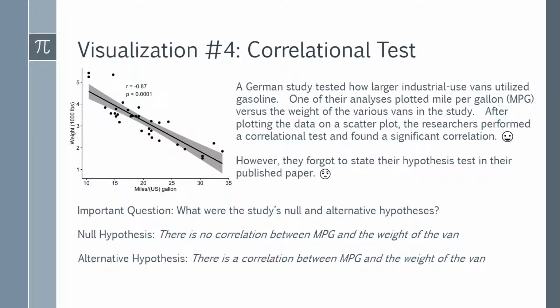This visualization shows that as the weight of the van increases, the miles per gallon does decrease, so there is a negative correlation. The study has already established that there was a significant correlation. Therefore, we can reject the null hypothesis in this case as well.